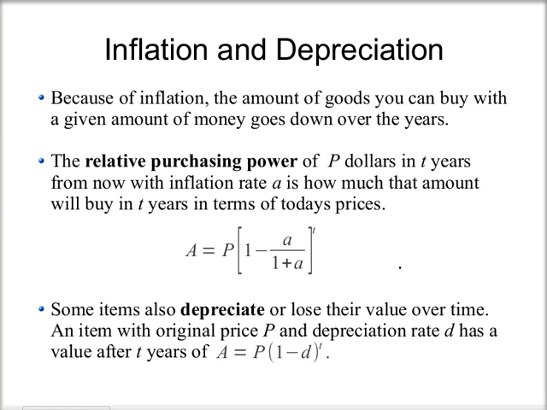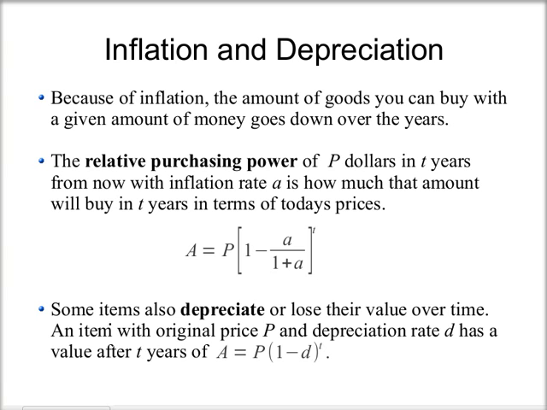So now we're going to talk a little bit about inflation and depreciation. Because of inflation, the amount of goods you can buy with a given amount of money goes down over the years. I'm sure everybody's experienced this. The relative purchasing power of P dollars in T years from now with an inflation rate of A is how much that amount will buy in T years in terms of today's prices. So if I have P dollars and I want to know how much that's going to be worth in T years, then I can figure that out using this formula.